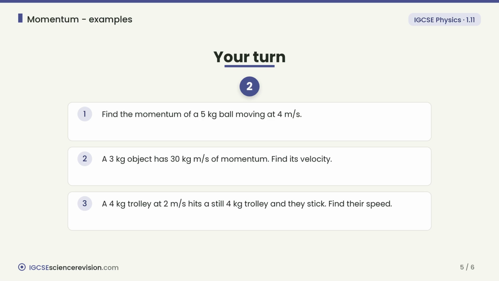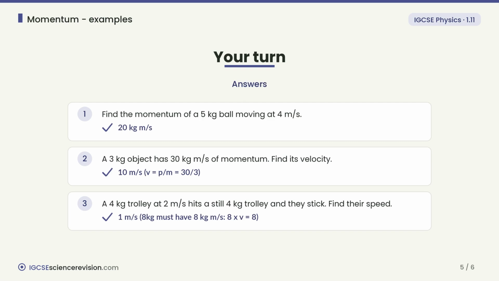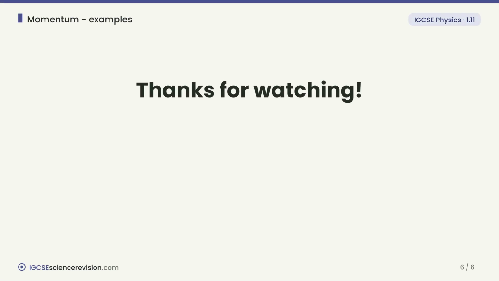3, 2, 1. Here are the answers. Number 1, 20 kilogram meters per second. Number 2, 10 meters per second. V equals p over m, so 30 divided by 3. Number 3, 1 meter per second. 8 kilograms must have 8 kilogram meters per second. 8 times v equals 8.